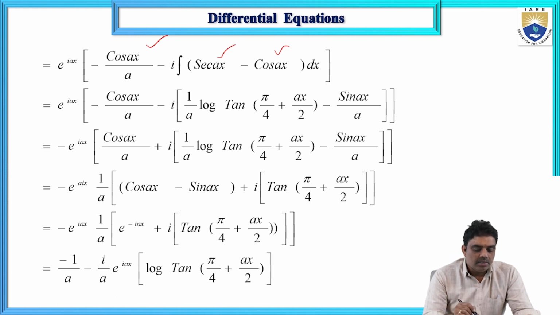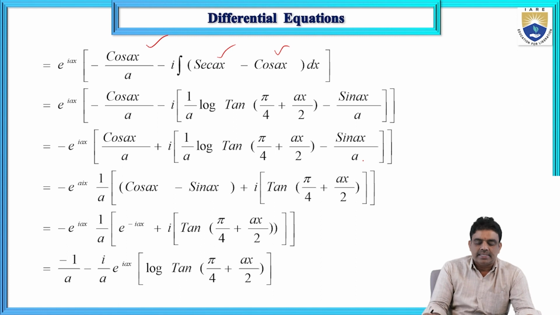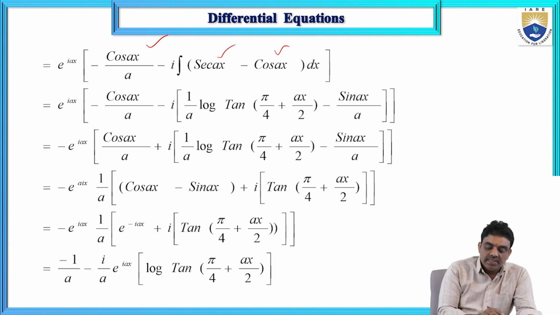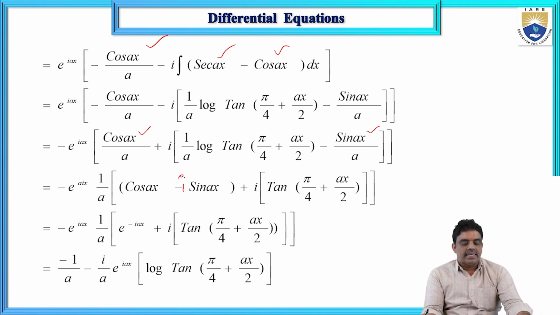So I can write this as minus, on taking minus outside, you will get minus e power iax into [cos ax by a plus i into the term same as it is]. So just copy down. Then minus e power iax into 1 by a, and take outside. 1 by a is a common term in all the three terms. 1 by a take outside. And write cos ax and minus sin ax as one term. Then this is cos ax minus i sin ax.